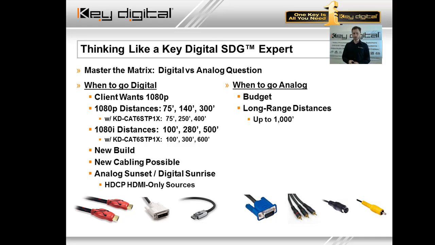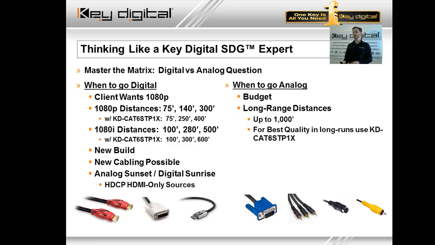Long-range distances. So we talked about the distances that are possible in the 1080p realm and the half bandwidth resolution realm for HDMI. In the analog realm, as a reminder, with Key Digital Active Balance, you could go up to 1,000 feet. Now, for your best picture quality in those long runs, let's say at 500 feet and beyond, especially for your VGA signals where your video signal is split into 5 different leads and your color can become separated more easily, the skew problems that we discussed, you're going to want to use that Cat 6 STP1X.